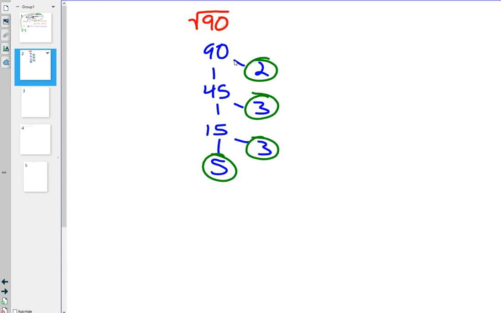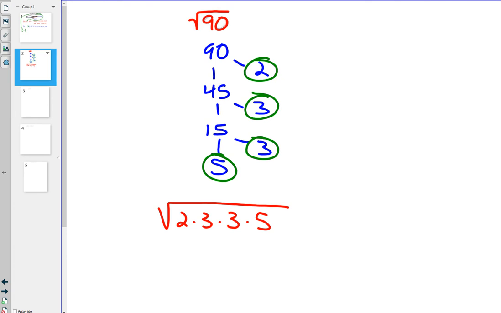So my next question to you is, take a wild guess what 2 times 3 times 3 times 5 is. It's 90. So I could get the same thing I started with, but rewrite it as the square root of 2 times 3 times 3 times 5. That is the same thing as the square root of 90.